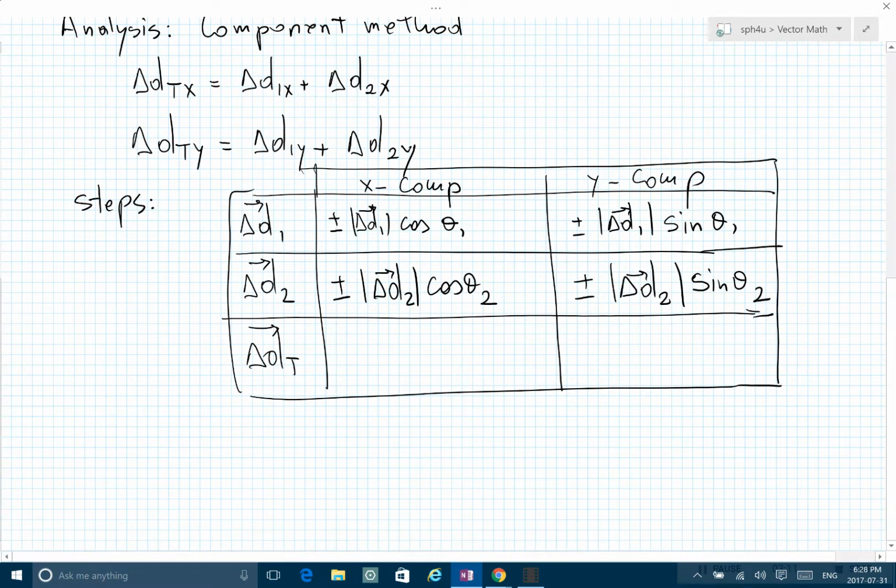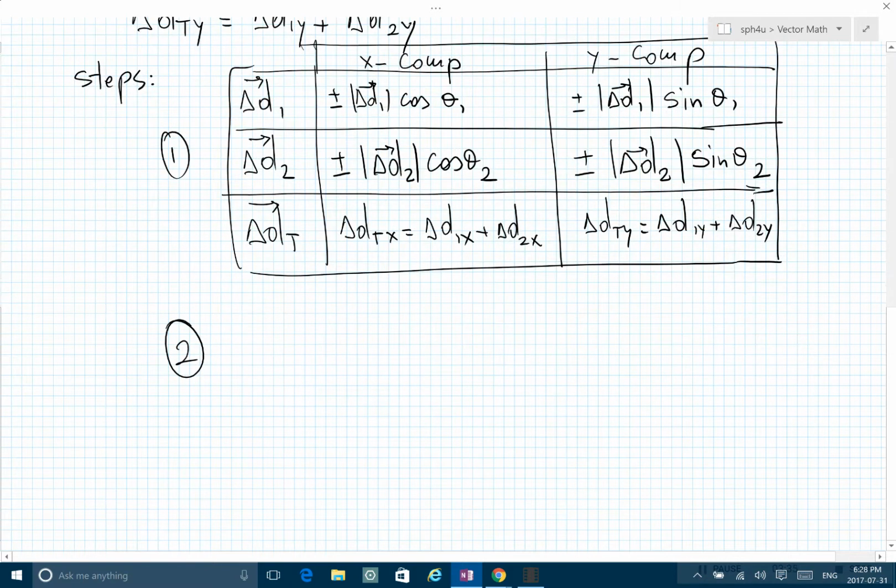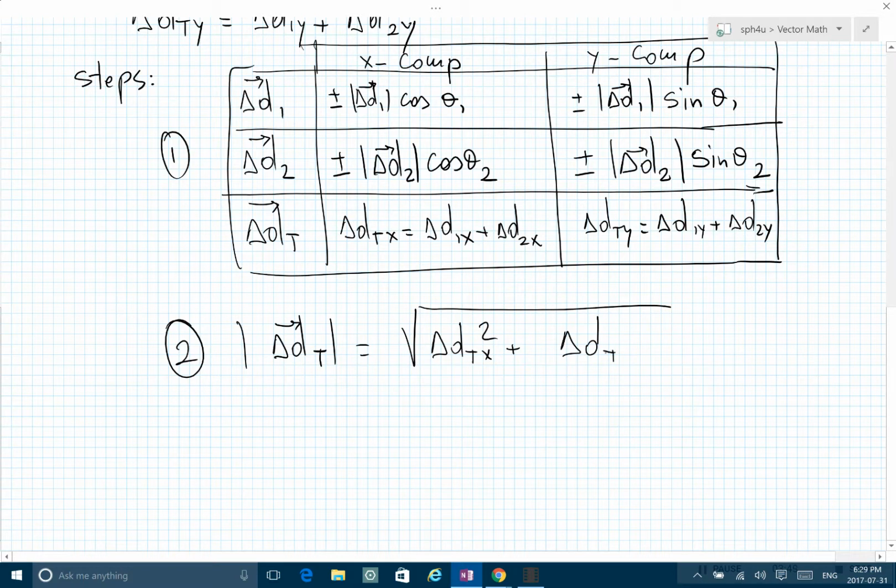All right. So what we do here is we find delta dtx by just adding them: delta d1x plus delta d2x, and then delta dty by just adding them: delta d1y plus delta d2y. So this is one. And the second one is, now that we have the components, we find the vector. We find the magnitude of delta dt by using the Pythagorean theorem, delta dtx squared plus delta dty squared. And we find the direction angle by using one of the trig ratios, tan in this case, delta dty over delta dtx.